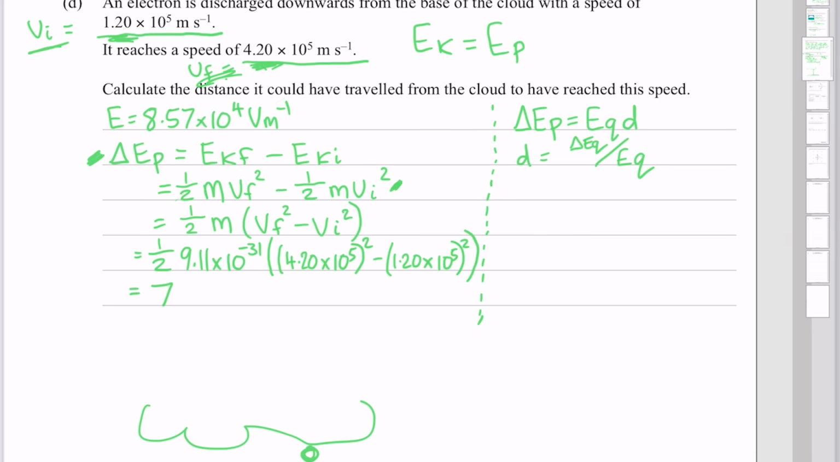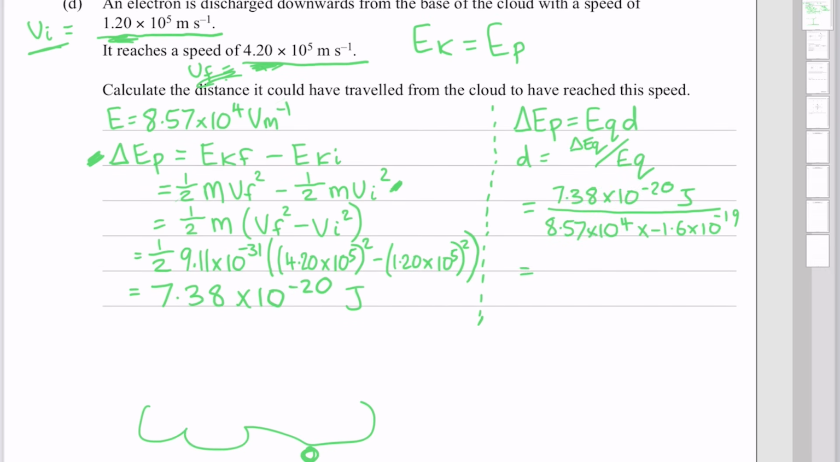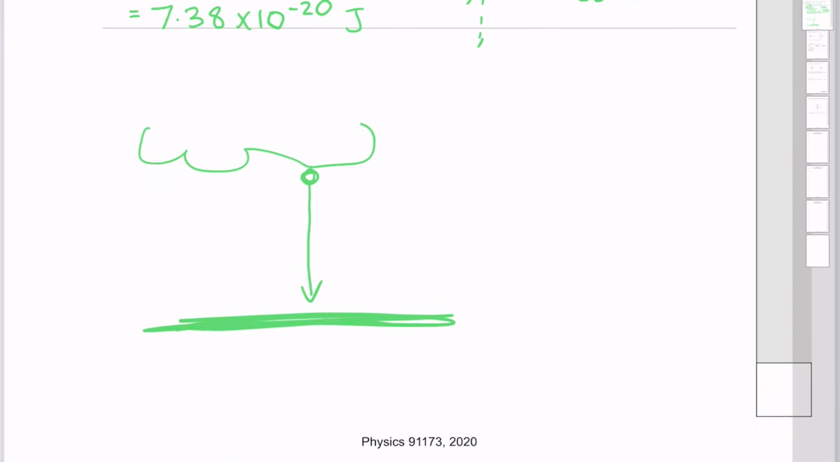Which gives me 7.38 times 10 to the minus 20 joules. Now putting our numbers in on this side, which gives me negative 5.38 times 10 to the minus 6 meters.